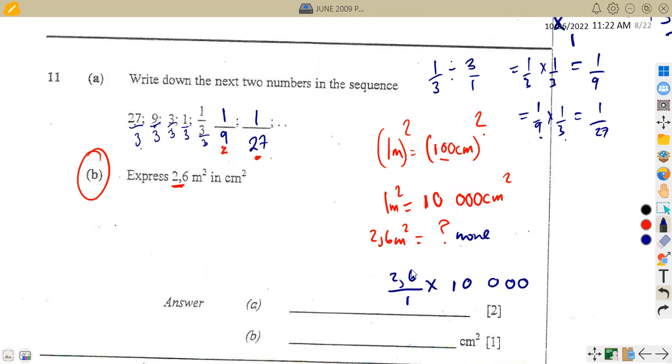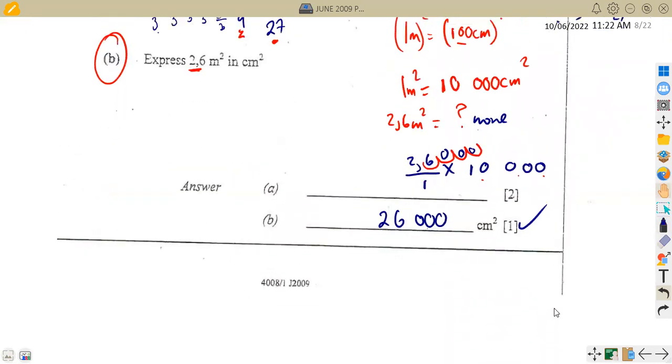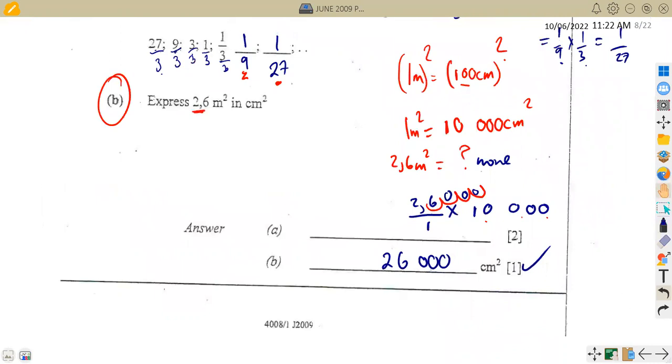Multiplying by 10,000 simply means moving commas. You're moving 4 commas to the right. That's it. So you can move 1, 2, 3, 4. In place of these groups, you're going to put zeros here. So that's a 0, 0. So it's going to be 2,6,0,0 square centimeters, like that. Okay, so that was your conversion in square centimeters from square meters.